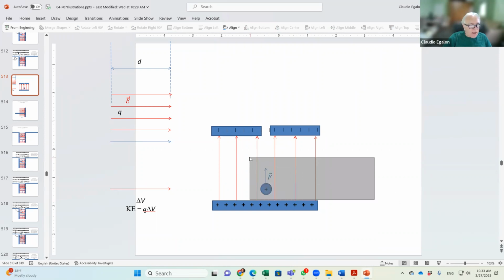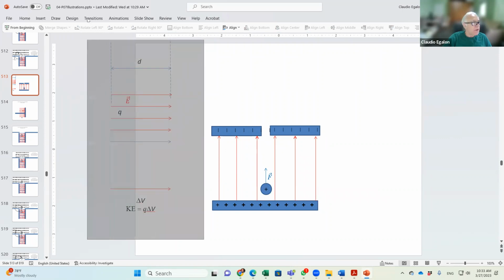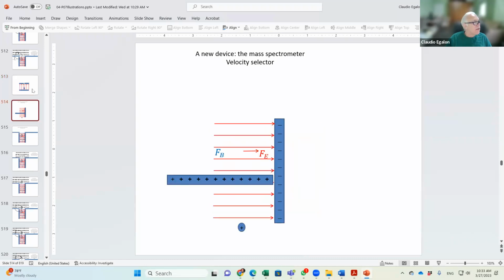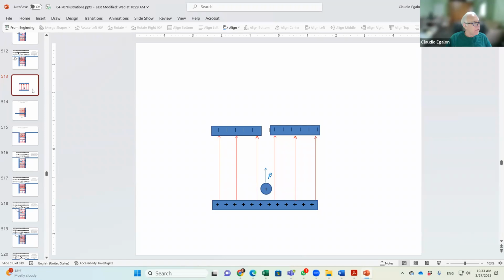And outside this volume, that's the first slide. There you go. Notice that in this case, it is oriented differently.